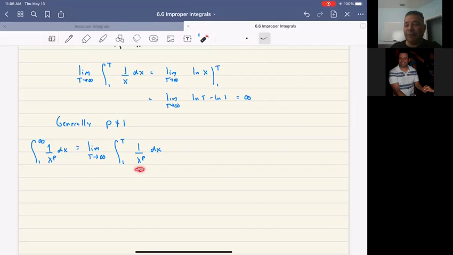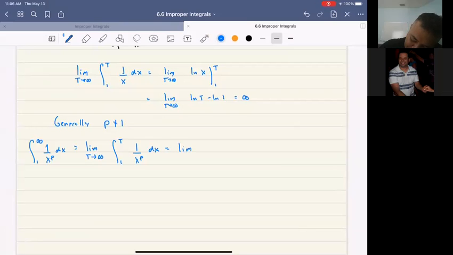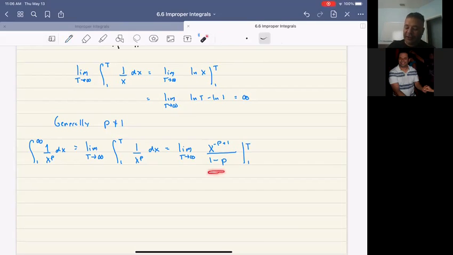It's x to the negative p, so you're going to add 1. So this is going to be the limit as t goes to infinity of x to the negative p plus 1 over negative p plus 1. I'm going to write it as 1 minus p. Now, we're staying away from p equals 1, so we don't have to worry about this being 0. That's another reason to split this up. Let's take a look at what's going on with this limit.